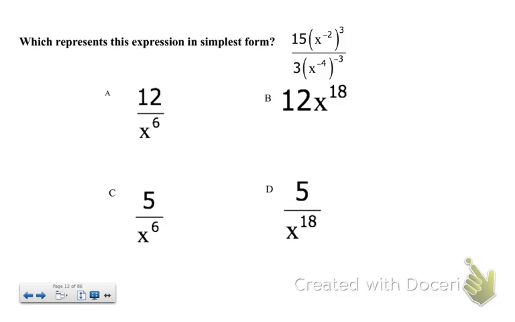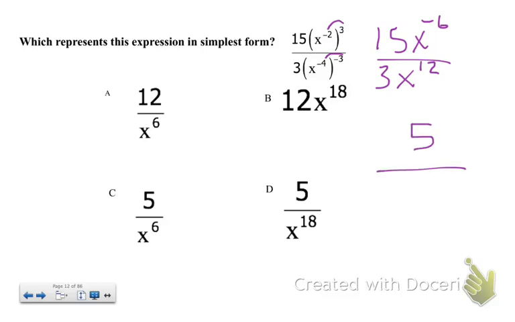Okay, again, when I have an exponent outside of the parentheses, make sure you distribute. So we get 15x to the negative 6 over 3x to the 12th. Okay, negative 4 times negative 3 is positive 12. 15 divided by 3 leaves us with 5. And x to the negative 6 can move to the denominator to become positive. So you end up with 5 over x to the 18th.